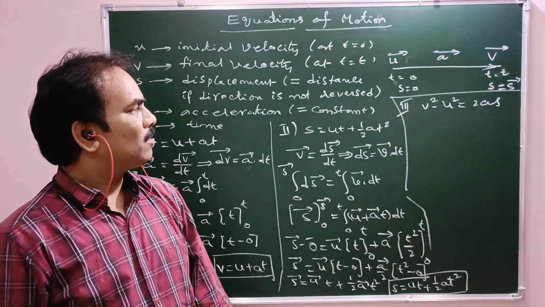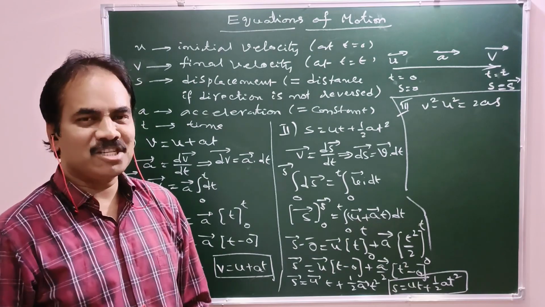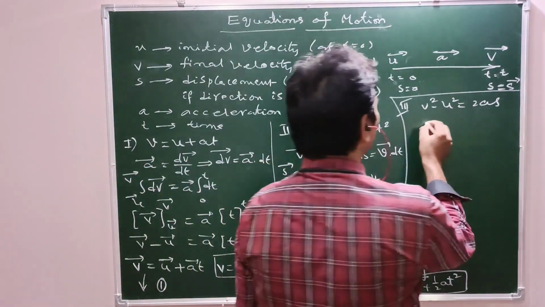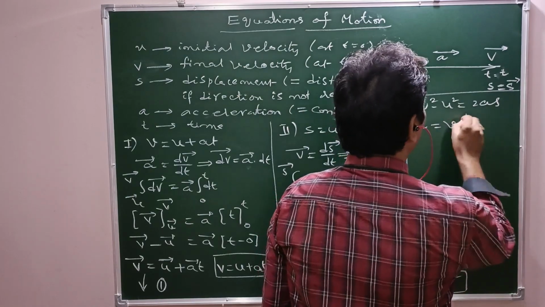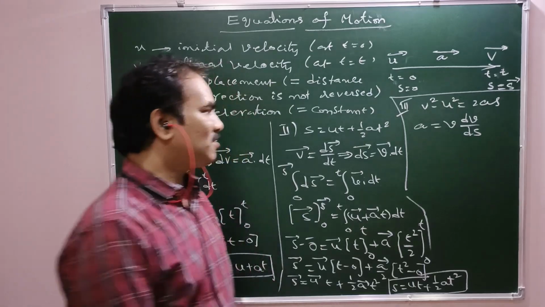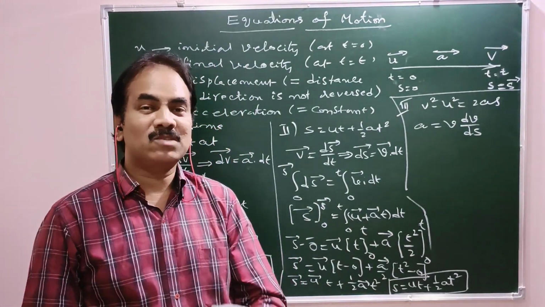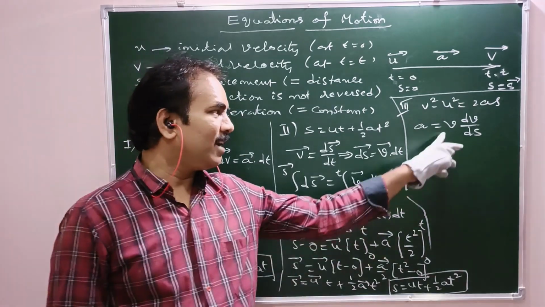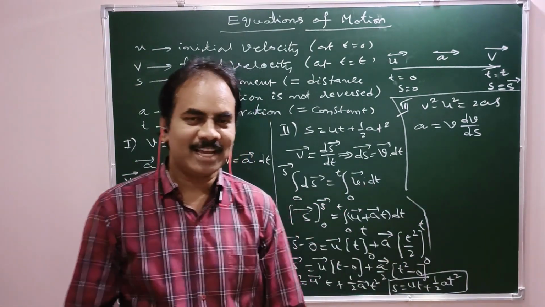Right? So to derive that expression, I am taking acceleration a equal to v into dv by ds. We know that acceleration equal dv by dt, otherwise d square s by dt square, otherwise v into dv by ds. V into dv by ds means chain rule. This is what? Chain rule.